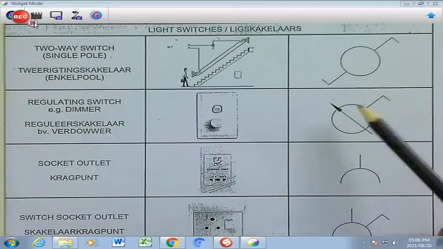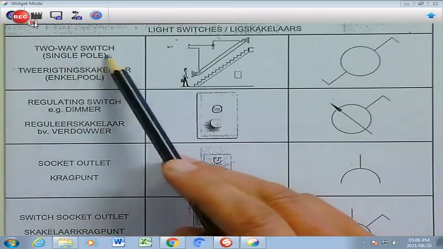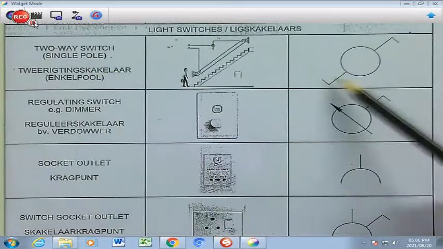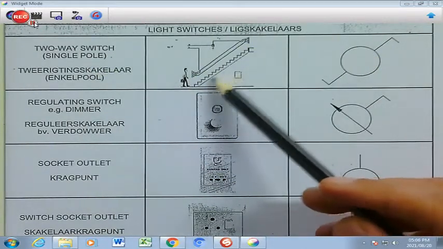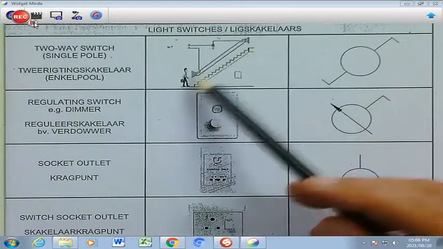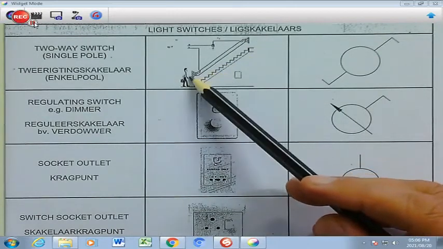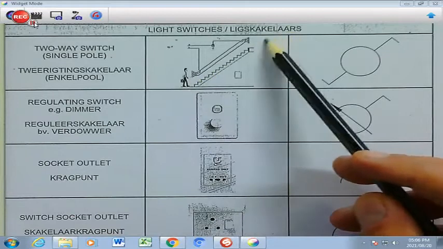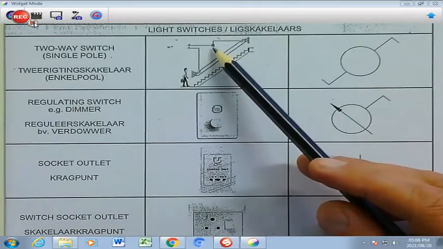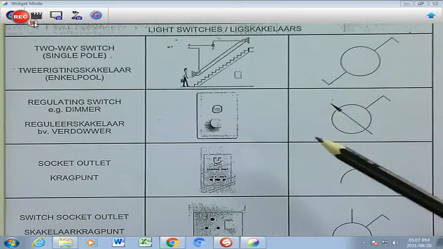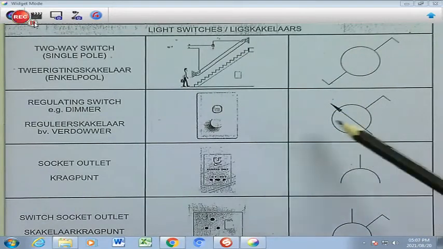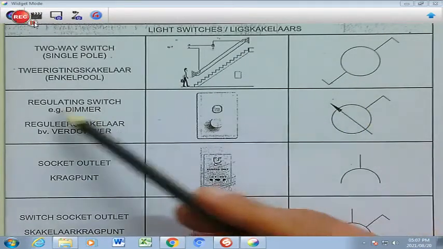On the opposite side of our page you will find a 2-way switch single pole, which basically means that you can activate this switch at 2 separate points in your house, maybe one at the bottom and one on top, and the same light can be switched on. And you have a circle with these 2 tentacles on the side, and that indicates that it's a 2-way switch single pole.